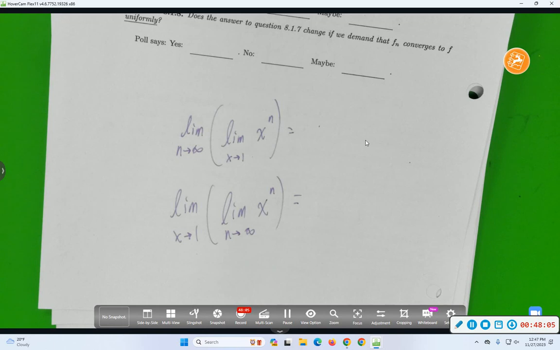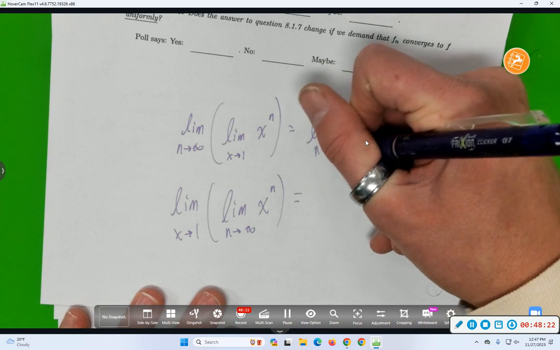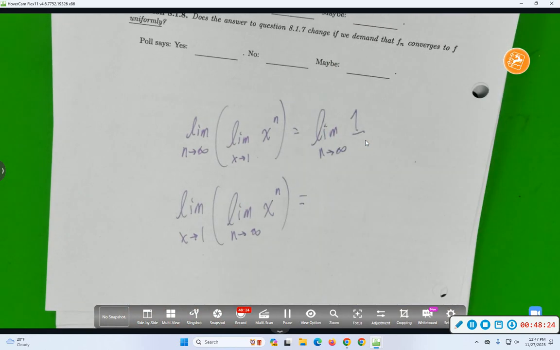If you fix n, what's the limit as x goes to 1 of x to the n? 1. Awesome. So this is the limit as n goes to infinity of 1. What's that limit?